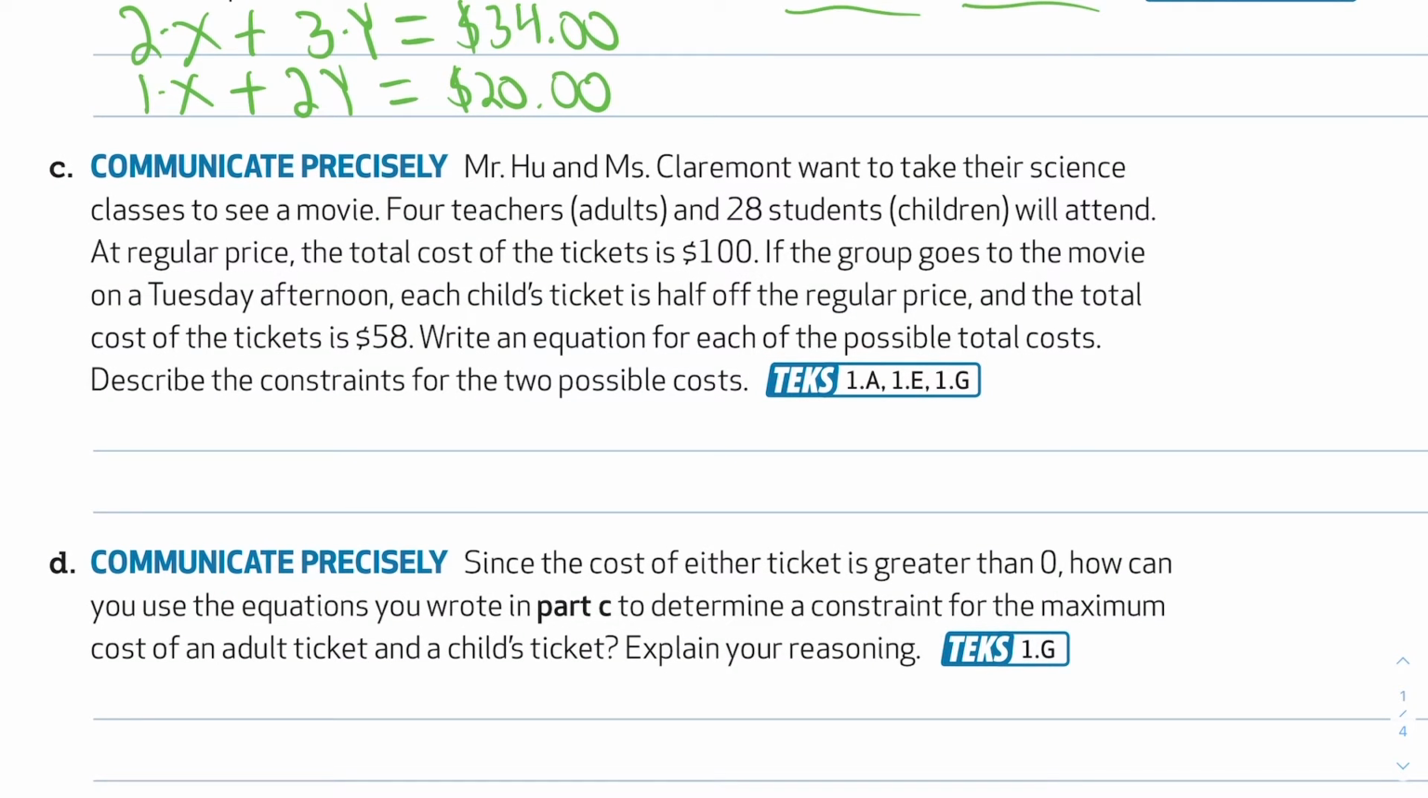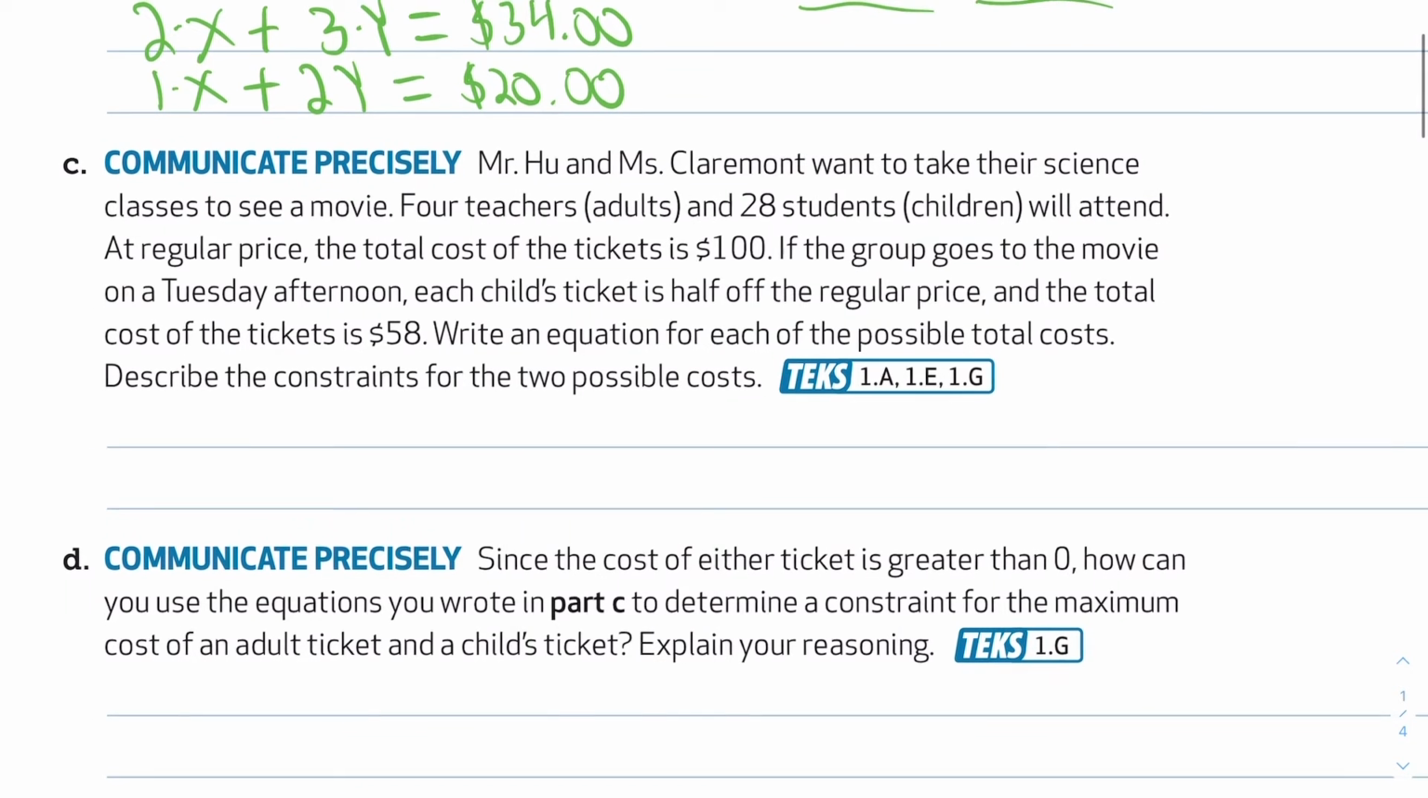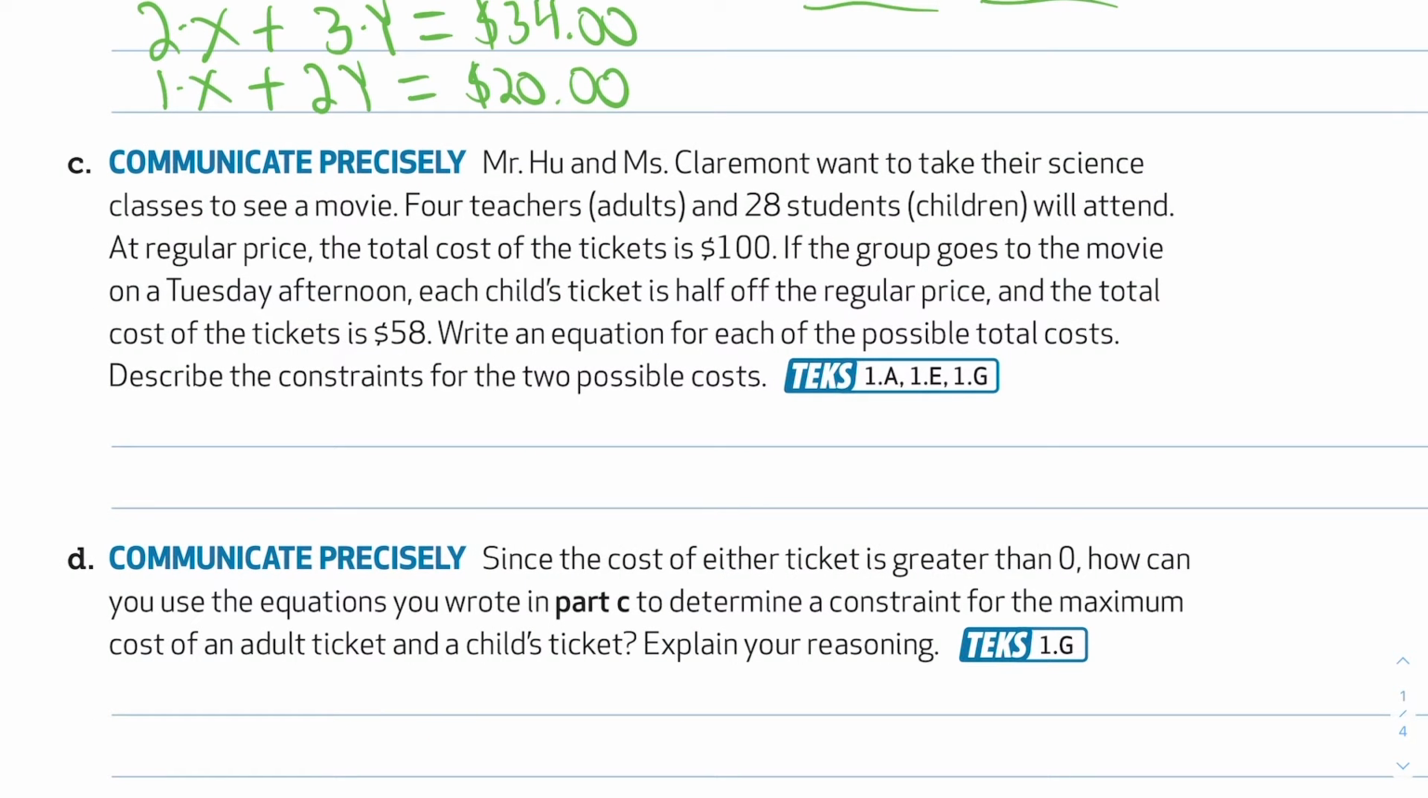Let's move on. Part C. Mr. Who and Miss Claremont want to take their science classes to see a movie. That's nice of them. 4 teachers, aka adults, and 28 children, students, will attend at regular price. The total cost of the tickets is $100. I want you to go ahead and write this equation. You read the rest of this. You write that equation. Pause the video now. I'm going to show you the answer in just a moment.